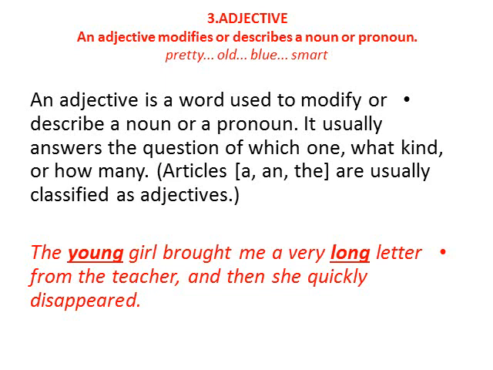The young girl brought me a very long letter from the teacher and then she quickly disappeared. We have young girl. Young is the adjective and girl is the noun. Also we have very long letter. Long is the modifier, the adjective, and the letter is the noun.